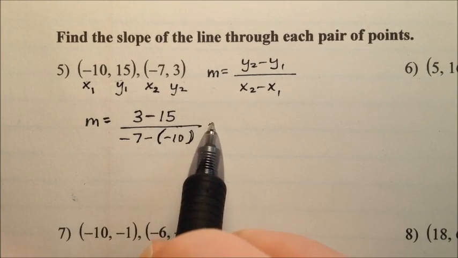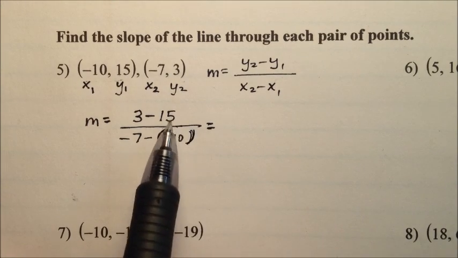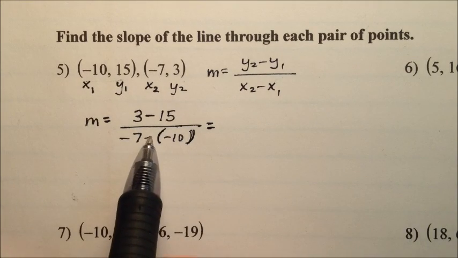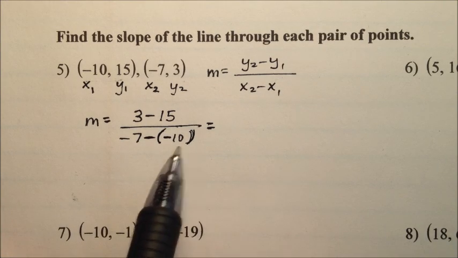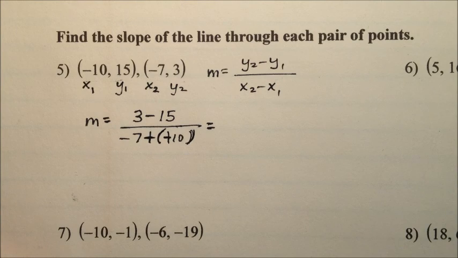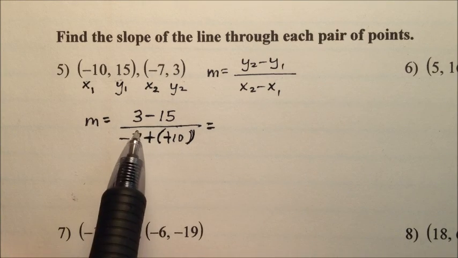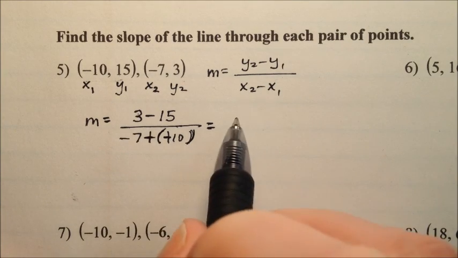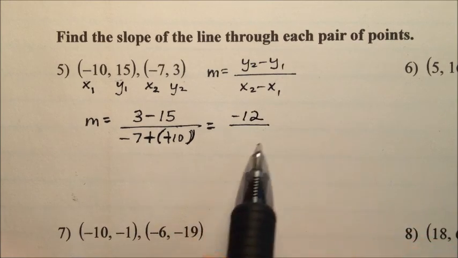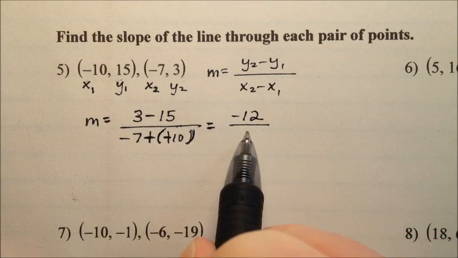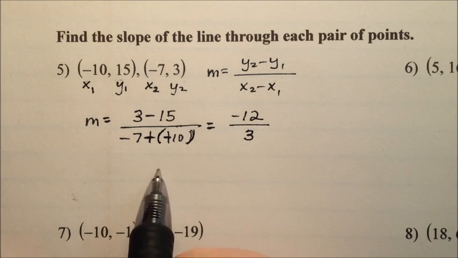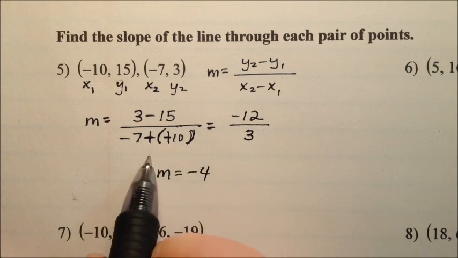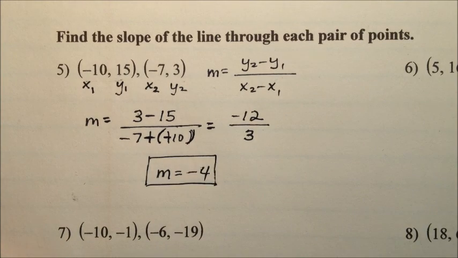Now you have to be really careful, especially when your second value is a negative, like this negative 10, because we're really subtracting a negative, which when you do these operations will really be adding. But let's not get too far ahead of ourselves. So 3 minus 15 will be negative 12, over negative 7 plus 10, which is 3. And negative 12 divided by 3 is just negative 4. So on number 5, my slope is negative 4.